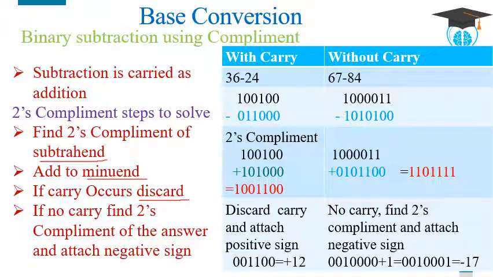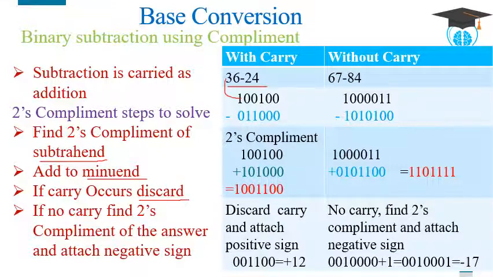In 1's complement, if a carry occurs, we were adding it to the LSB. Now, if a carry occurs, just neglect the carry. If there is no carry, find the 2's complement of the answer. The magnitude of the answer will be in 2's complement. Find the 2's complement of the answer and attach a negative sign. We'll see the same examples we took in the previous 1's complement subtraction.